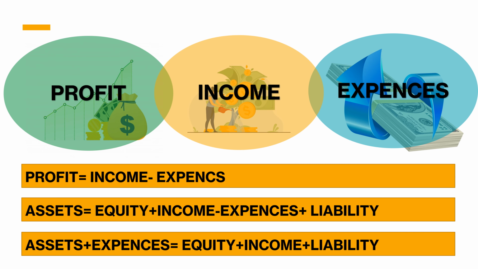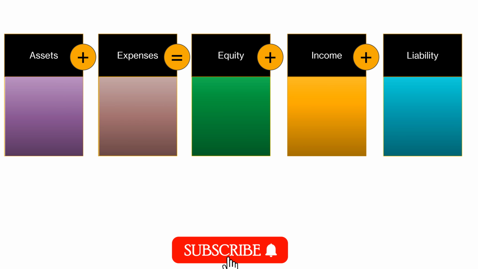In simple mathematics, we know that a minus value can be transferred to the other side, and then the equation is represented as assets plus expenses equal equity plus income plus liabilities. Finally, the equation we create is assets plus expenses equal equity plus income plus liabilities.